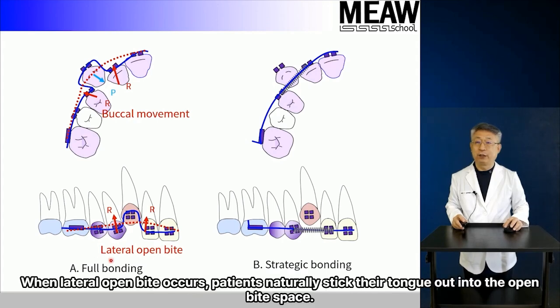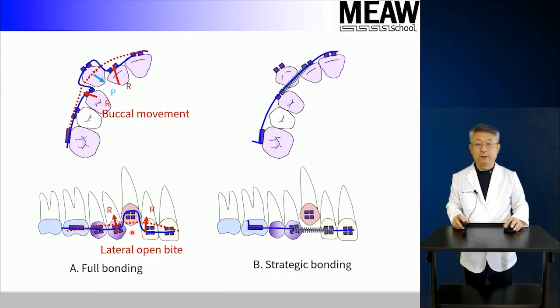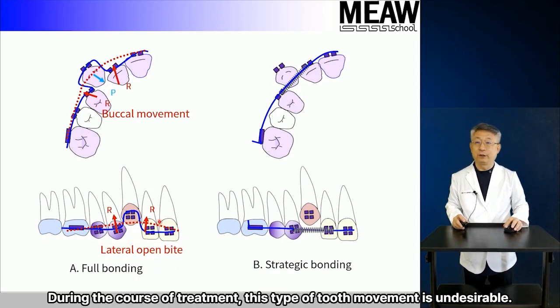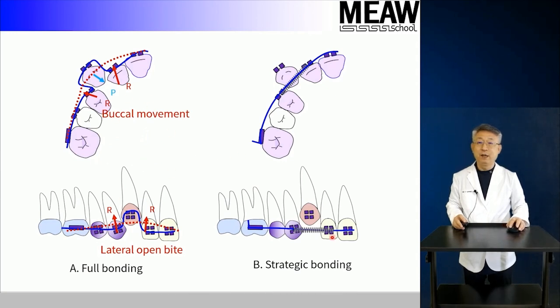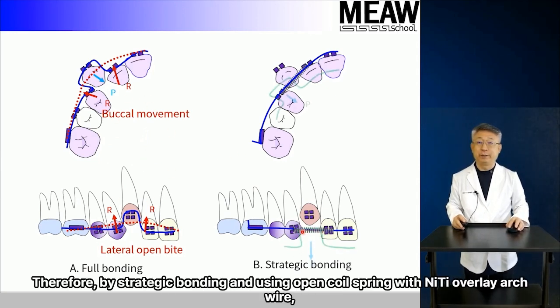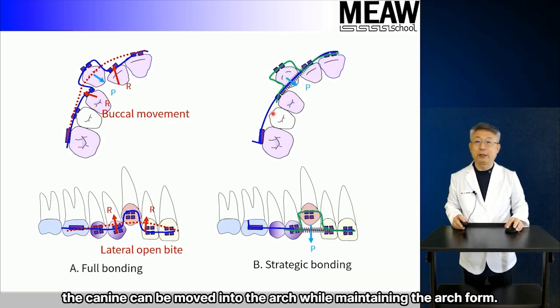When lateral open bite occurs, patients naturally stick their tongue out into the open bite space. During the course of treatment, this type of tooth movement is undesirable. Therefore, by strategic bonding and using open coil spring with knee-T overlay arch wire, the canine can be moved into the arch while maintaining the arch form.